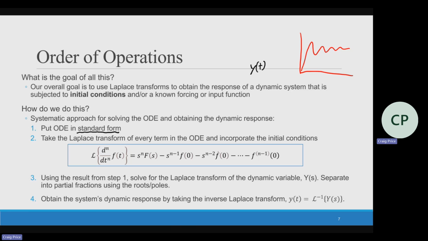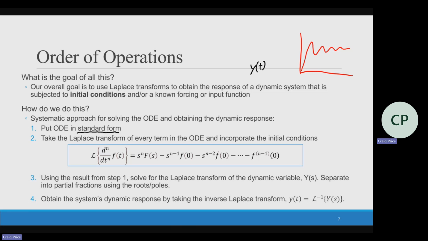Once we do that for every single term in the equation, we're going to put it all together. We're going to solve the Laplace transform in terms of the output. And then we're going to separate into partial fractions using the roots and the poles. And lastly, once I have it all separated out, we find our constants. We can then find that dynamic response by taking the inverse Laplace. So our goal at the end is to get it back to the time domain, so now we can find y as a function of time. What is that function?